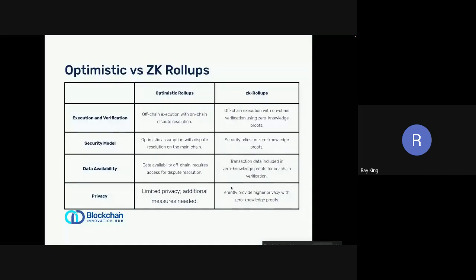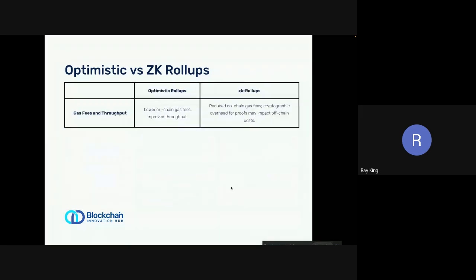And then we also have privacy. We have limited privacy for optimistic rollups, with additional measures needed. For ZK rollups, it provides higher privacy with zero knowledge proofs. As I've said, the transactions can be private if you want. So that's it for privacy.